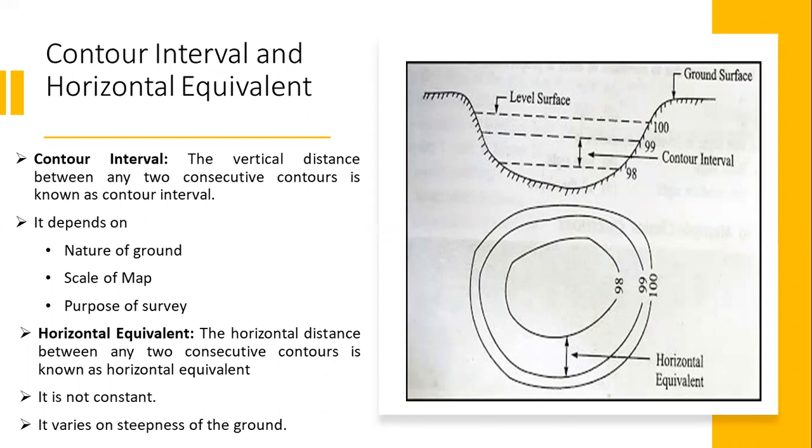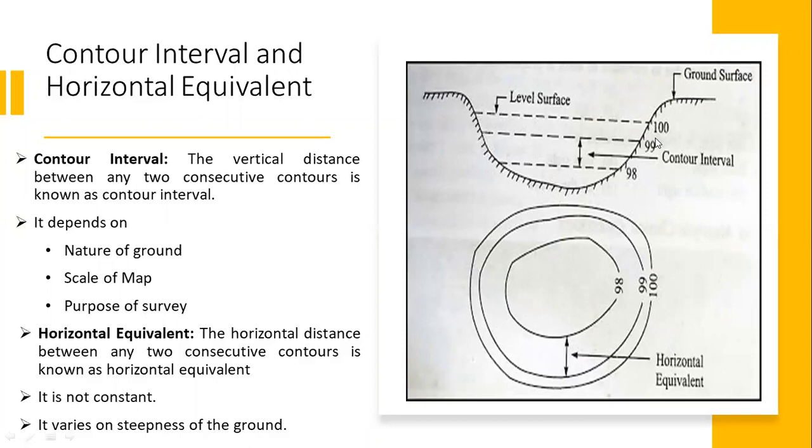The next topic is contour interval and horizontal equivalent. So what is called a contour interval? The vertical distance between any two consecutive contours is known as the contour interval, right? Here the contours are drawn. This line is 98, this is 99, and the RL of that point is 100. So the vertical distance between 98 and 99 is called the contour interval.